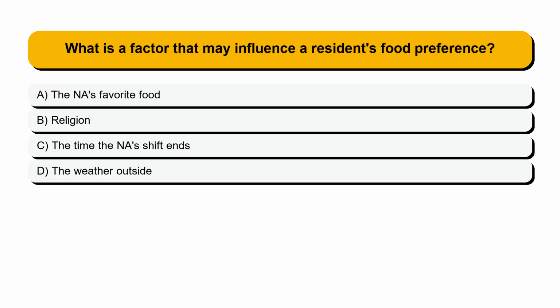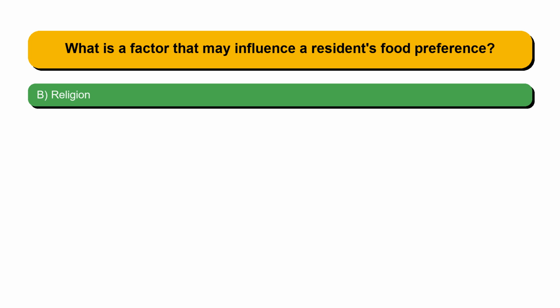Question 4. What is a factor that may influence a resident's food preference? Option A. The NA's favorite food. Option B. Religion. Option C. The time the NA's shift ends. Option D. The weather outside. The correct answer is Option B.